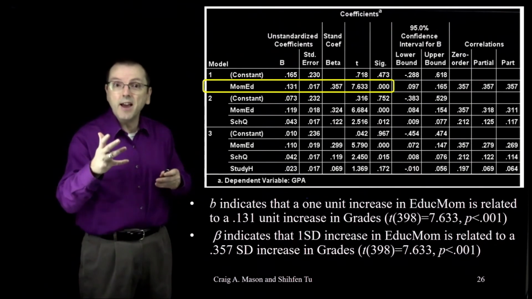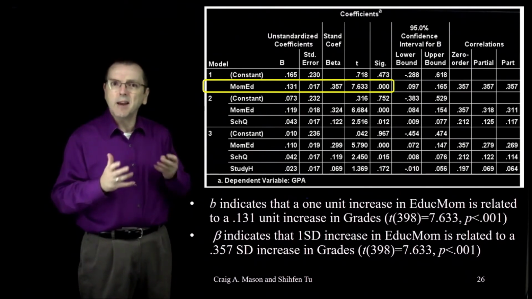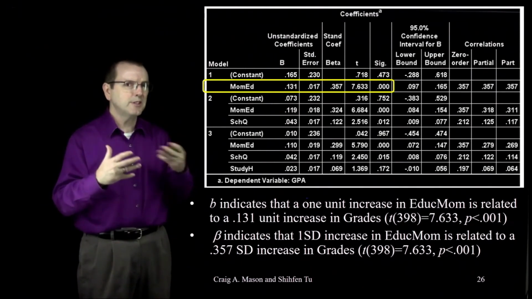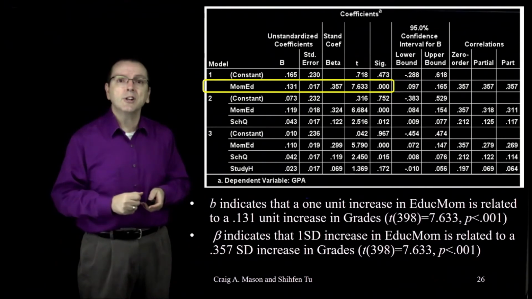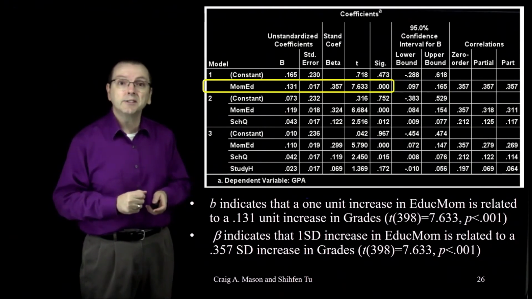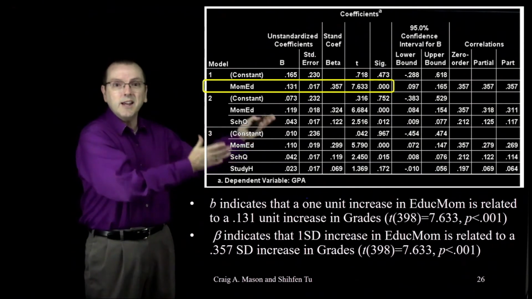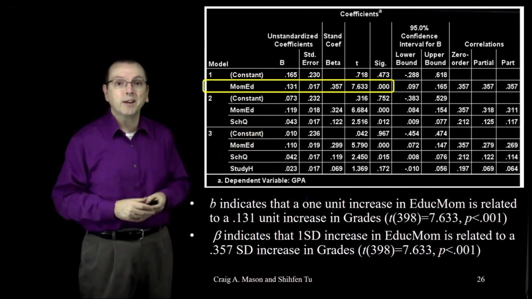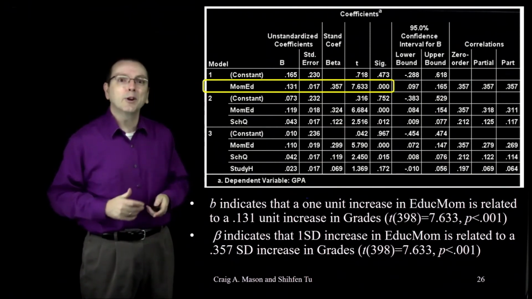Looking at our standardized coefficient, our beta, we see that we can say the same thing just in terms of standard deviations, as a 1 standard deviation increase in mother's education is related to a 0.357 standard deviation increase in grades, which is statistically significant with the same t-test and p-value because it's the same effect, just described in different units.